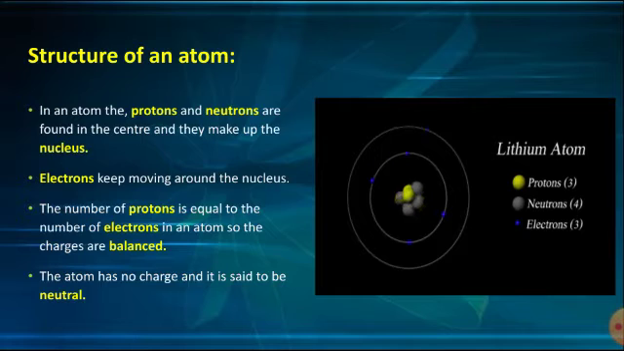Now, the structure of an atom. In an atom, the protons and neutrons are found in the center and they make up the nucleus. Electrons keep moving around the nucleus. The number of protons is equal to the number of electrons, so the charges are balanced. The atom has no charge and it is said to be neutral. As you can see, electrons keep moving around the nucleus while the number of protons, which is 3, is equal to the number of electrons, which is also 3.